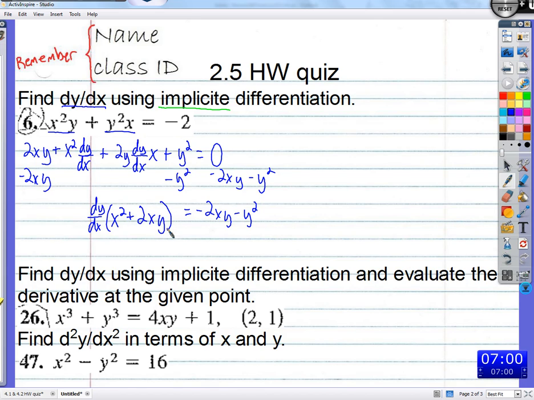2xy. And then divide both sides by x squared plus 2xy. And we'll get that dy dx, the derivative of y with respect to x, is equal to negative 2xy minus y squared over x squared plus 2xy.